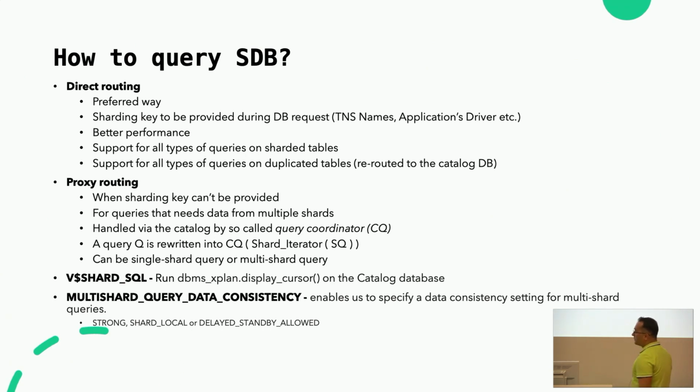And that's about the $V sharding SQL. There is another very interesting parameter, called multi-shard query data consistency, which by default is set to strong. This means that if you protect your shards with Data Guard, and you should protect the shards with Data Guard, and preferably with Data Guard. If you are doing some kind of reporting and you don't care so much about consistent data, then you can relax the consistency of the results by setting parameters like shard local, which means you're going to get the most local SCN out of that shard. Or even further, if you type delay standby allowed, you'll get the data from the standby instance rather than the actual shard itself, if you're doing heavy writes at that particular time, right?